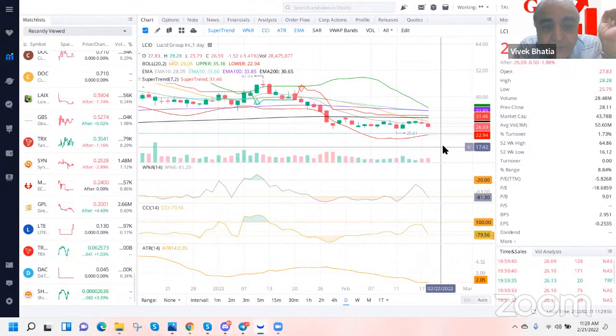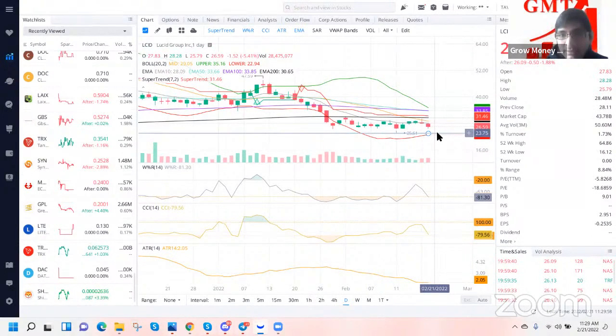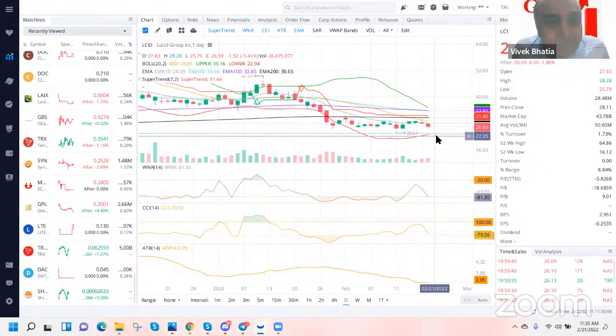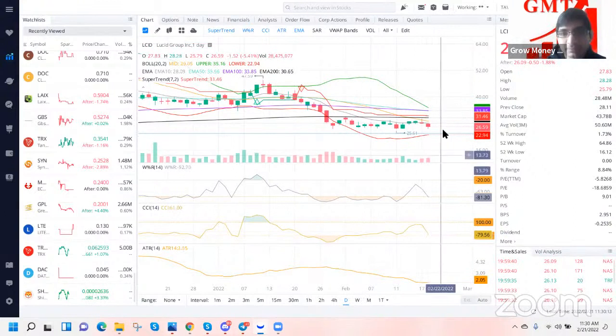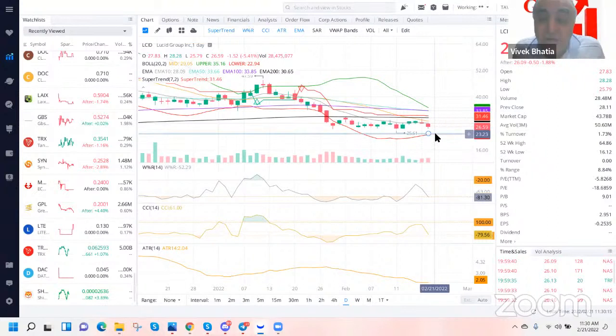Right. So with the ATR, you can expect it to be closer to the lower Bollinger Band by Thursday, which is also the 100 EMA or 100 SMA. 100 EMA, yeah, on the weekly chart.